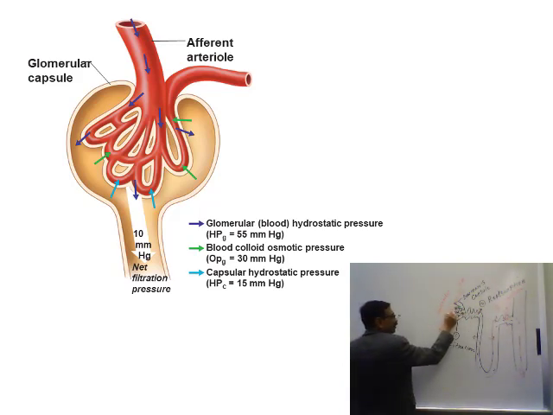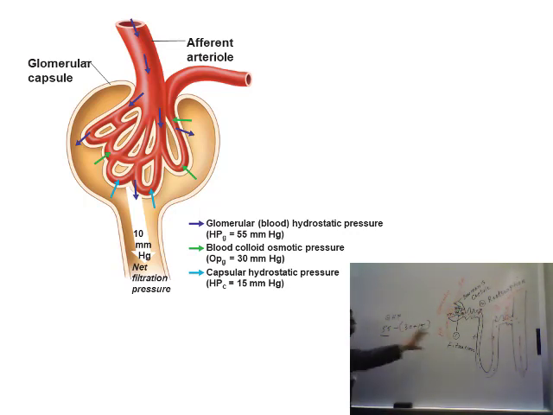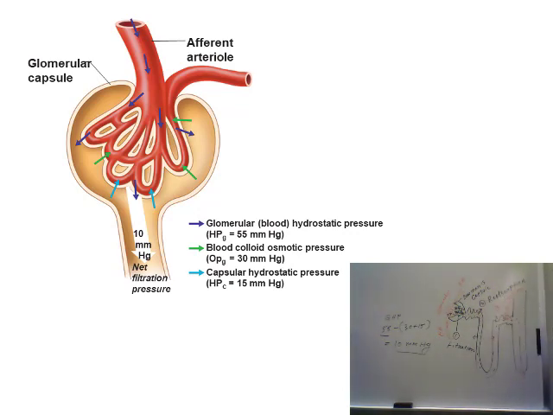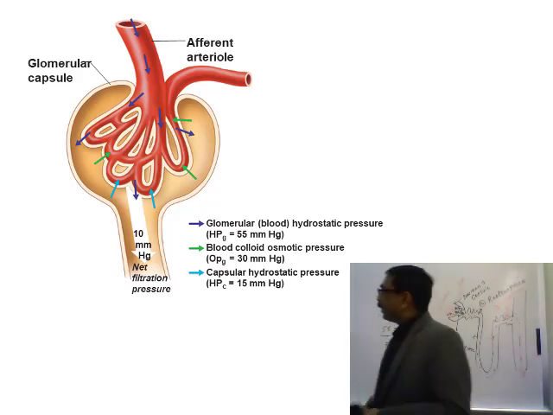So 55 is here. So now if we subtract the opposing pressures, 30 plus 15, these are trying to oppose, and this is trying to cause the filtration. The difference is 10 millimeter of mercury. Okay? So that's the pressure, net filtration pressure causing the filtration here. You see 10 millimeter of mercury. So this pressure alone is higher than the combined pressure of other two. So that's how the filtration occurs.